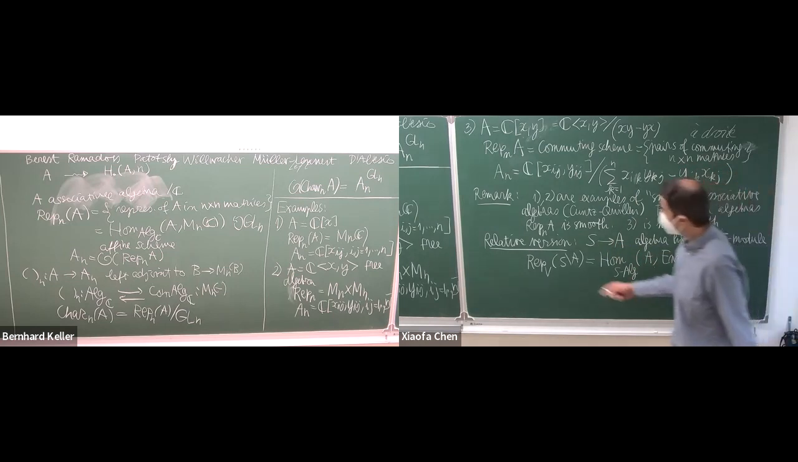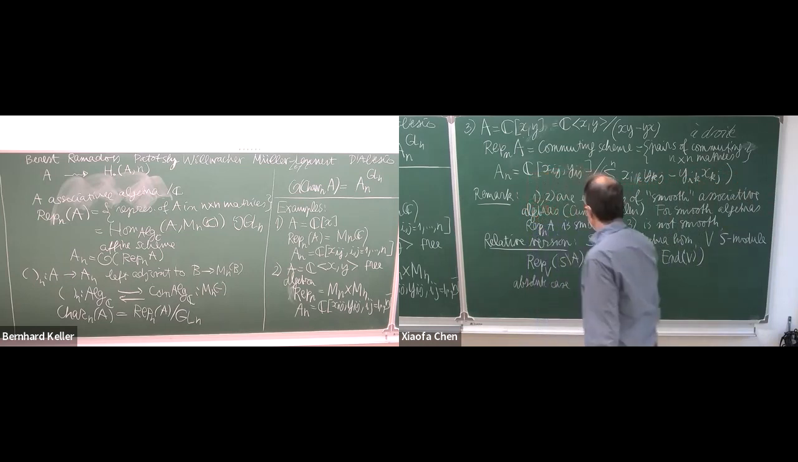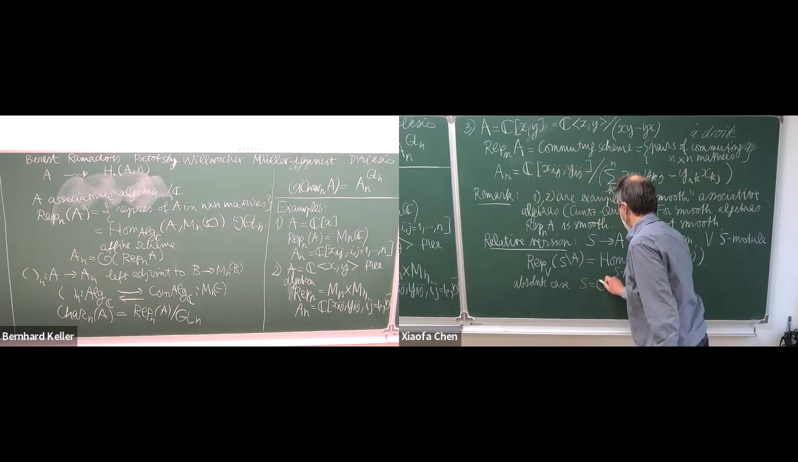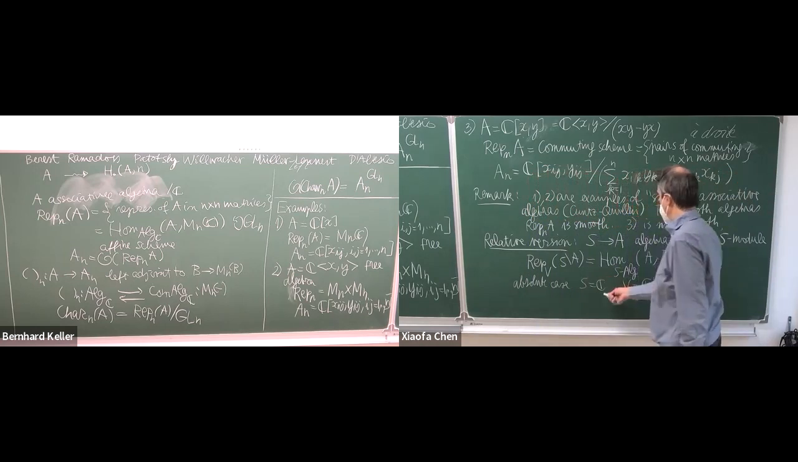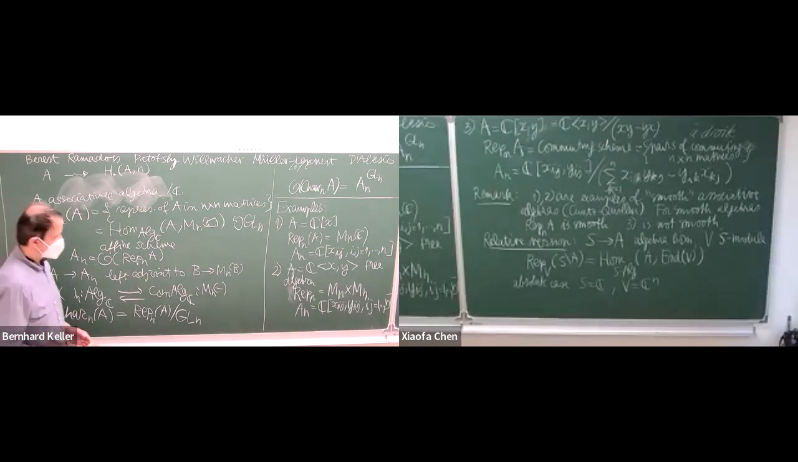Okay, and so the basic case, the absolute case, is where you have S equal to C and V is a vector space. And this is the usual representation scheme of A. And this is useful if you want to do quivers, because if you do representations of quivers, you don't just have one dimension, you have one dimension for each vertex. And this can be understood as a representation.